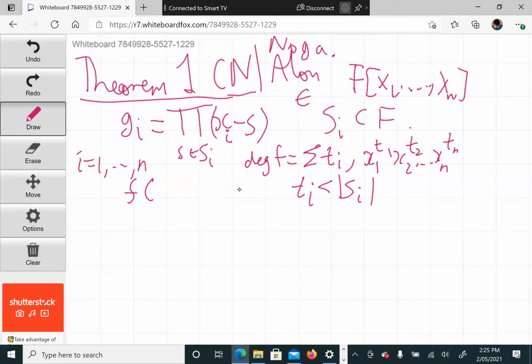Before, in the other thing, the ti was the degree of the xi. Here the ti is sort of the degree, but it doesn't have to be, because you can have another term, like x1 to a huge power. But it has to have this mixed one, this random one. Okay.